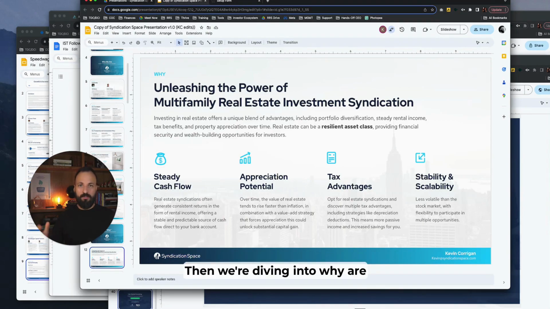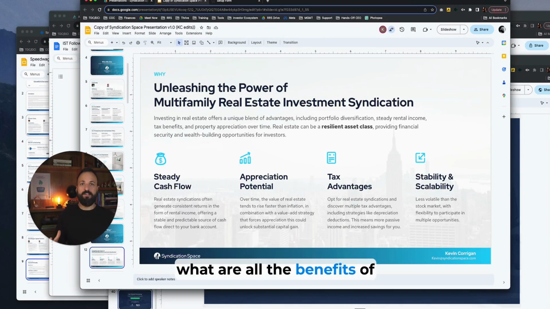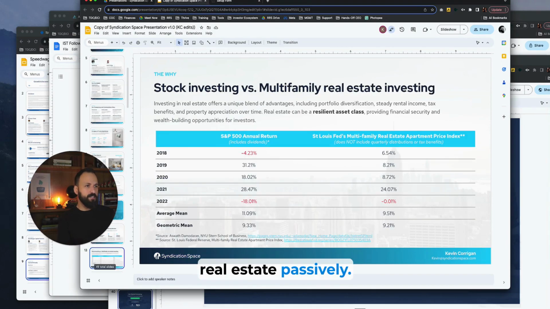That was our who. Then we're diving into, why are we even having this conversation to begin with? What are all the benefits of investing in real estate? Because if we start diving into the deal right away, and this matters when talking with a retail or accredited investor, I'll get into that in a second, it's important to understand why you should even pay attention to this whole thing. And so we're highlighting all the benefits of investing in real estate passively.